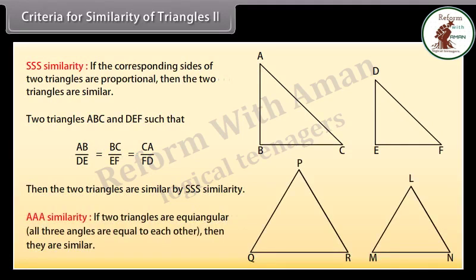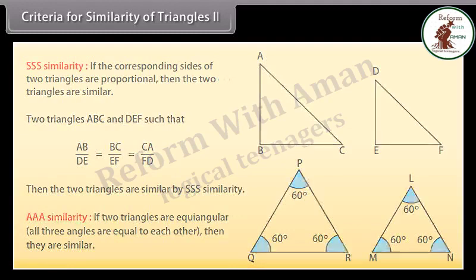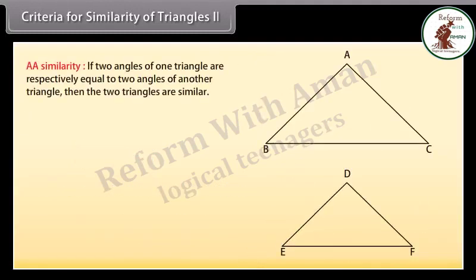AAA similarity. If two triangles are equiangular, all three angles are equal to each other, then they are similar. AA similarity. If two angles of one triangle are respectively equal to two angles of another triangle, then the two triangles are similar.